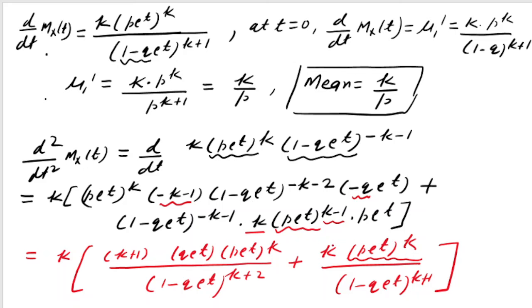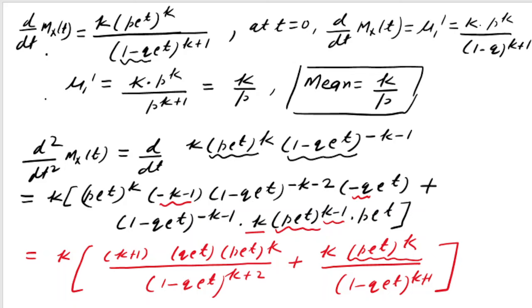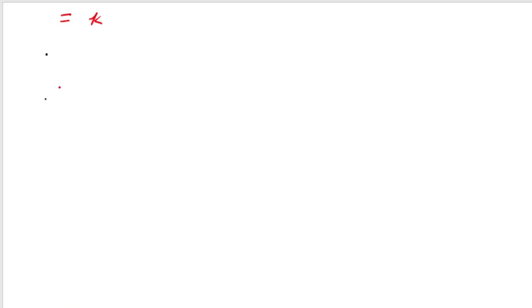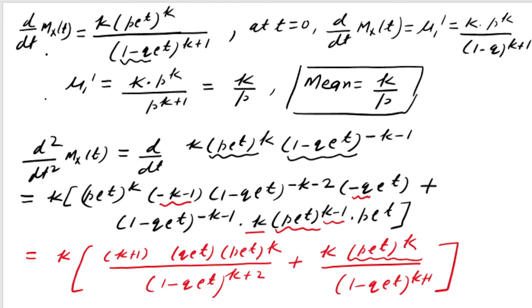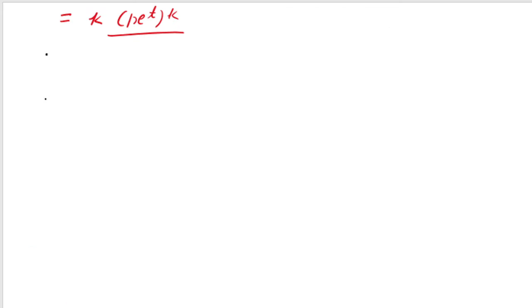So this term will give me k in the bracket, and this term will give me q into e to the power t into k plus 1 by this. So let me write it. If I continue, I hope you are doing it together. So k is already outside, and then we are taking p into e to the power t common. So I will get p into e to the power t to the power k common divided by 1 minus q into e to the power t whole to the power k plus 1.